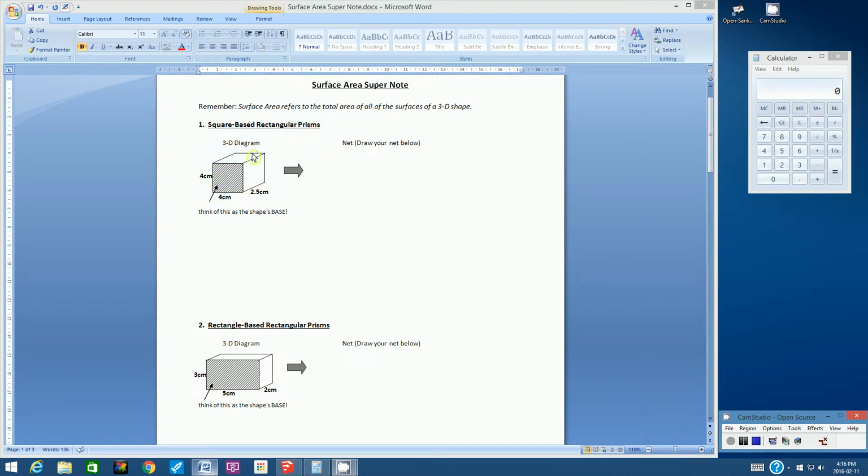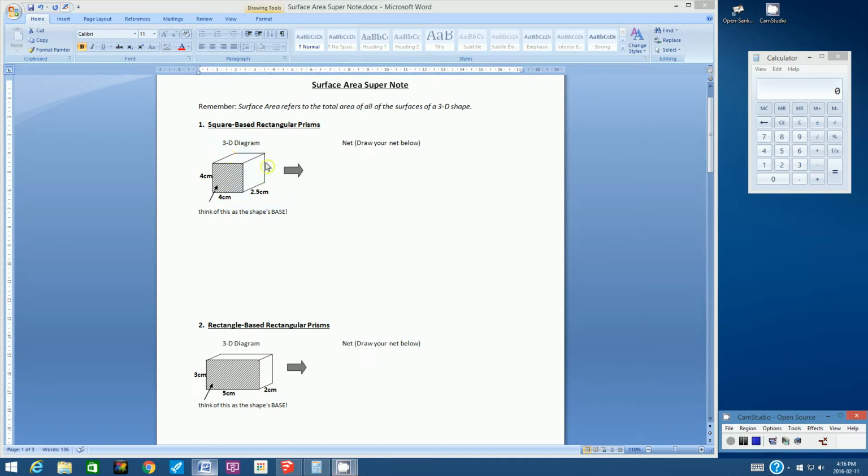So we've got a 3D diagram for you to look at here, and we say that you can think of this as the shape's base. So we have a square here, which is why it's under the section square base rectangular prisms. We know that a square has equal sides. So if this height or length is 4 and this length is 4, we know that it's a square. It also has a depth of 2.5 centimeters.